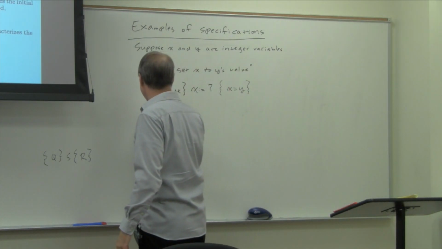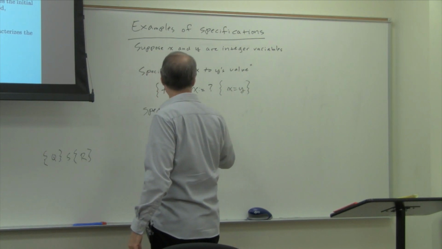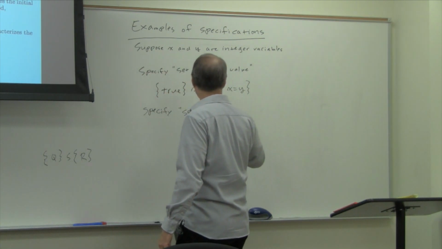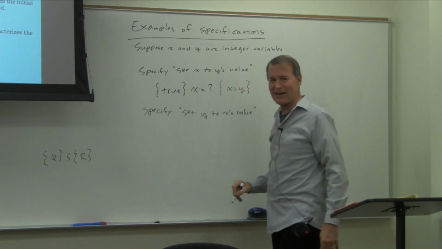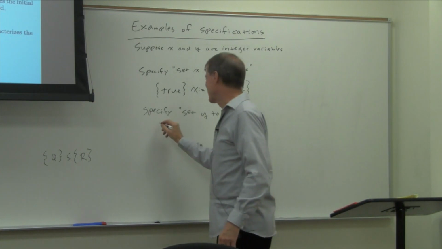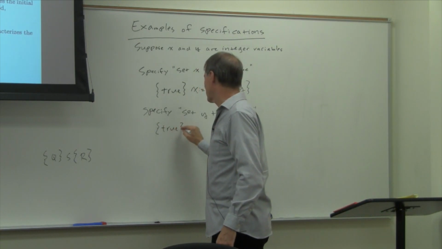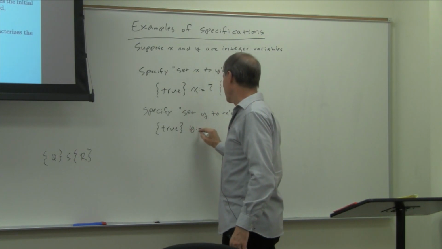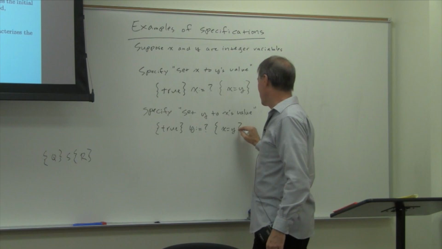That's the next one. Specify, write it down: set y to x's value. That's what I was actually going to do. So tell me again what it was. It was true, bracket, true, y gets question mark, bracket, x equals y. Or y equals x, either way.